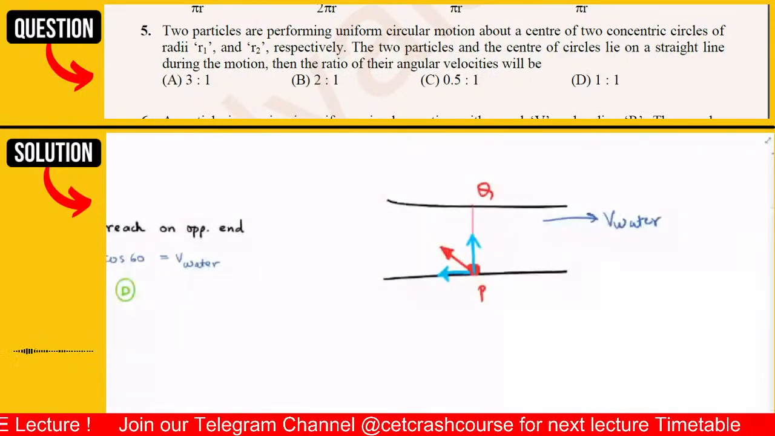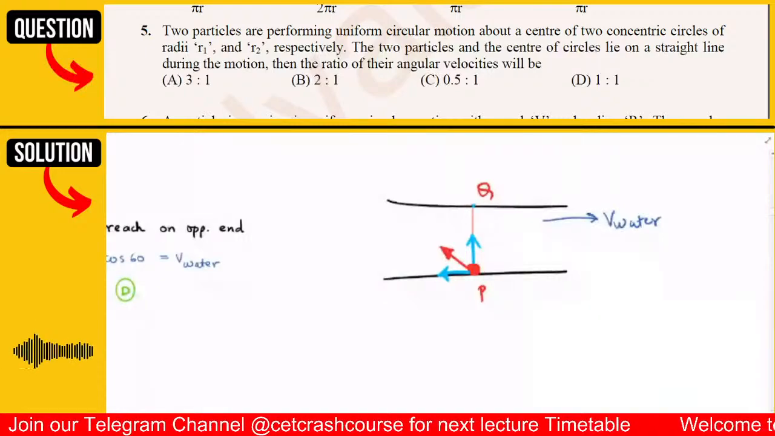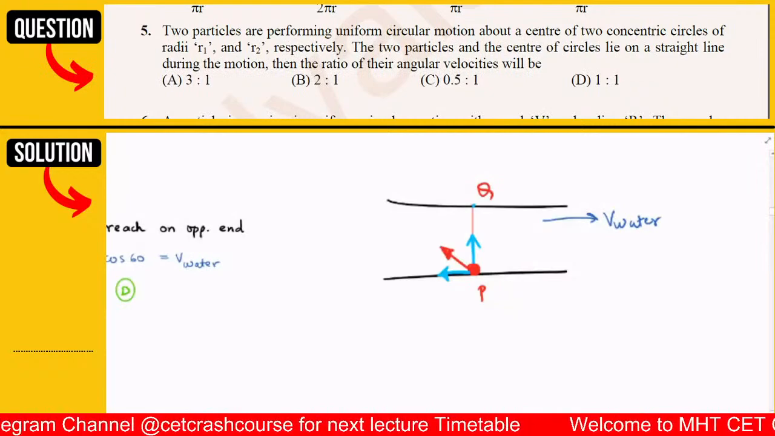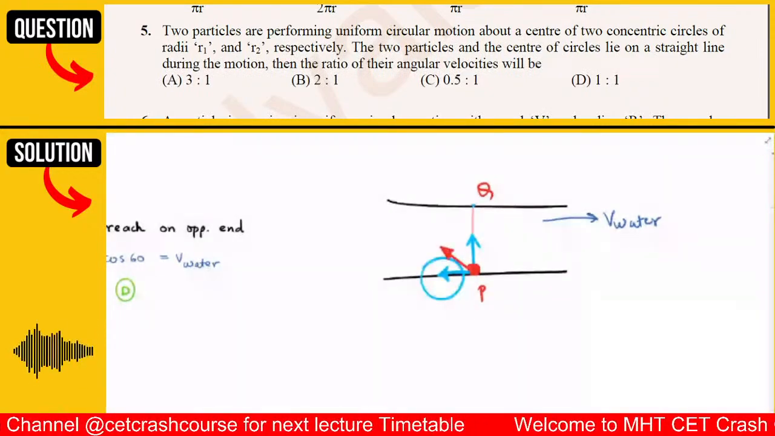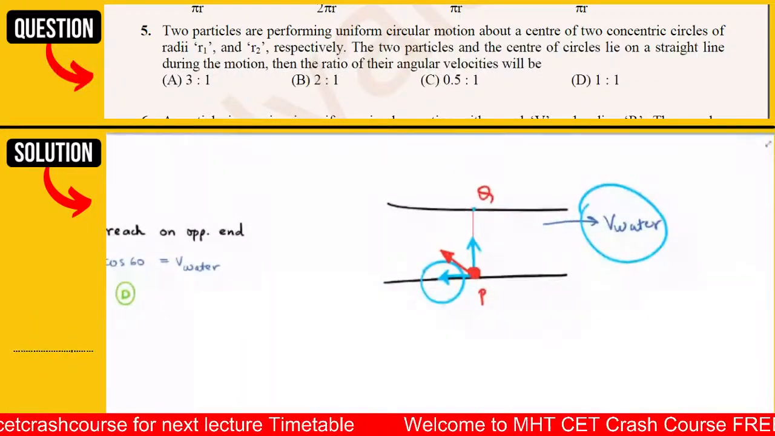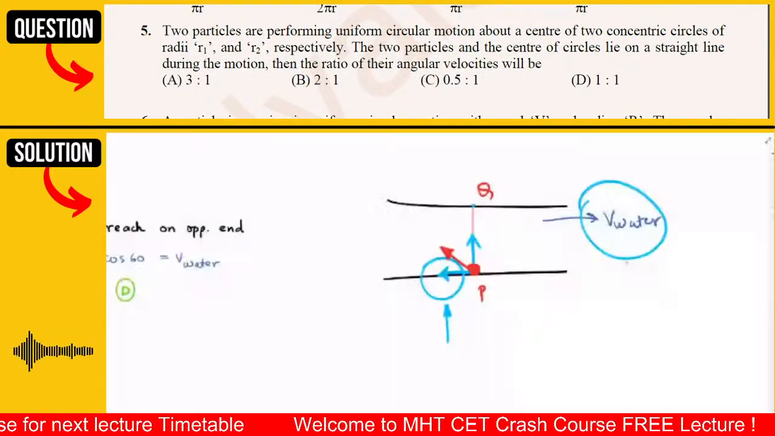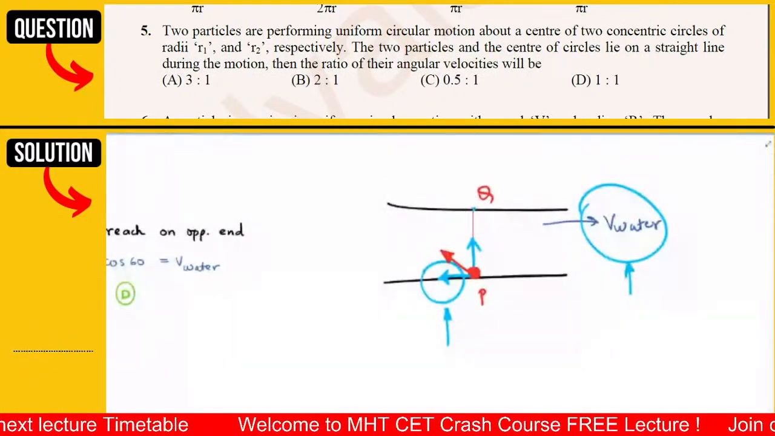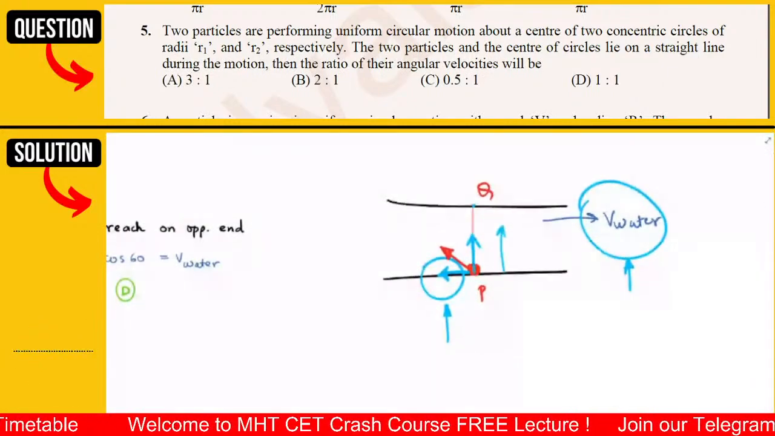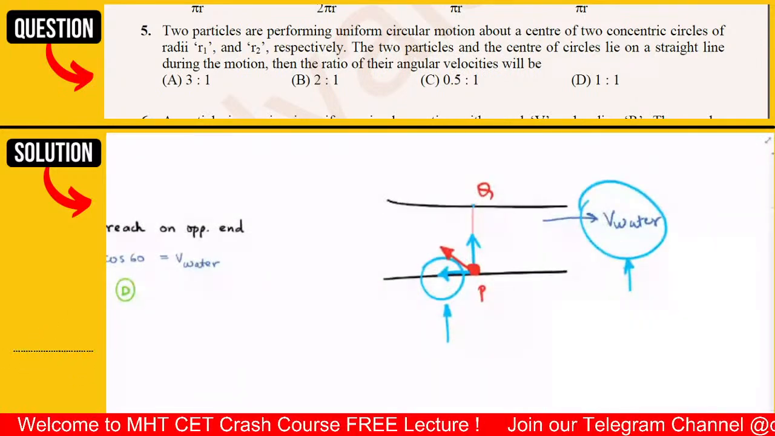Now our aim is that the person should reach Q. So this component of velocity should be equal to velocity of water. Only then the person can travel along PQ, beta. Achha, think the other way around.